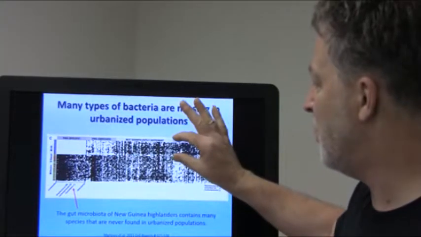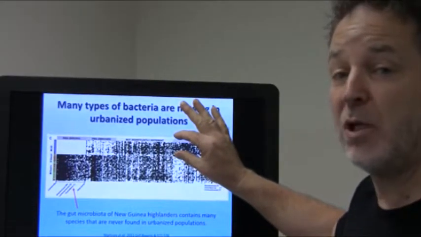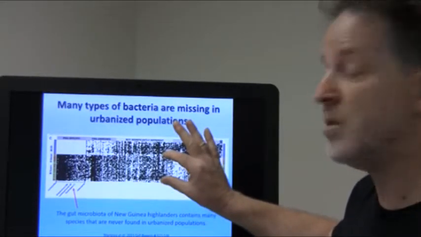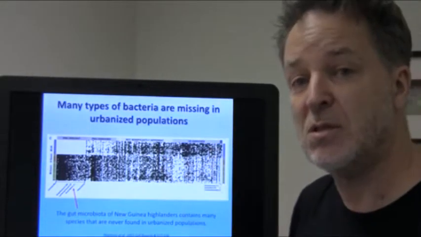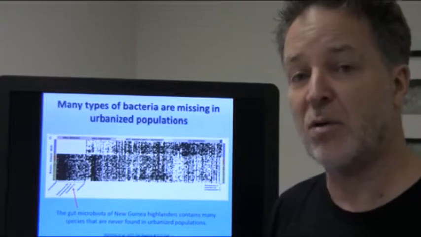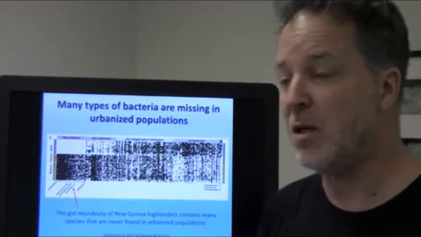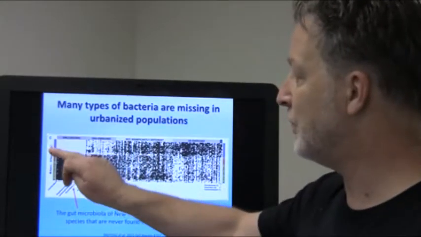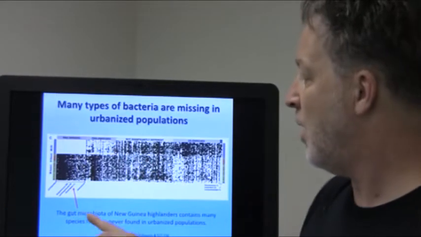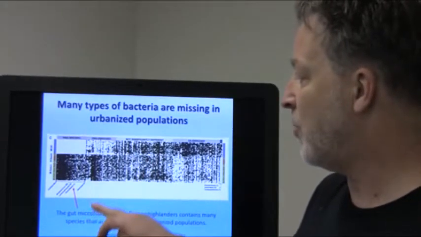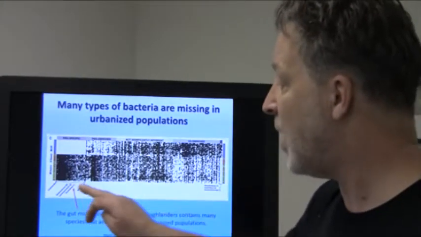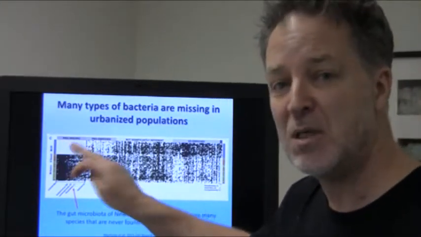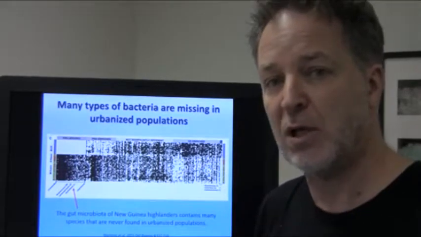But the top slice is US populations. The bottom two slices are Papua New Guinea Highlanders that have a subsistence kind of hunter-gatherer existence. The point to be made here is there's a big empty spot right here. Gut bacteria that are present in virtually every hunter-gatherer are completely missing in the US populations.